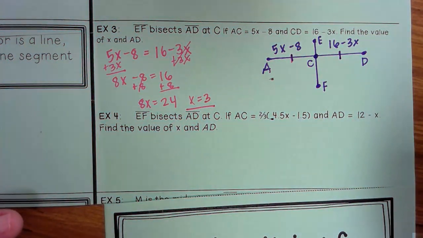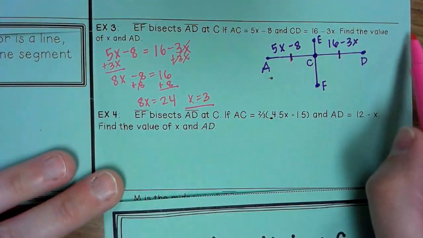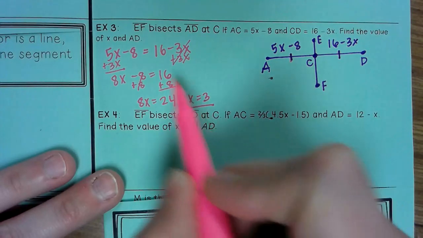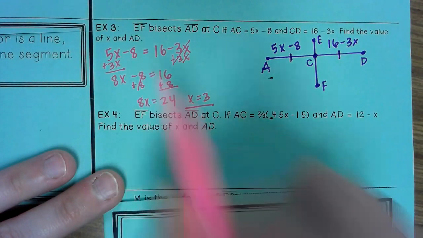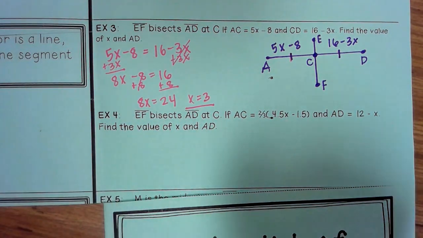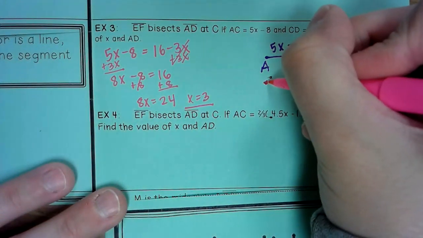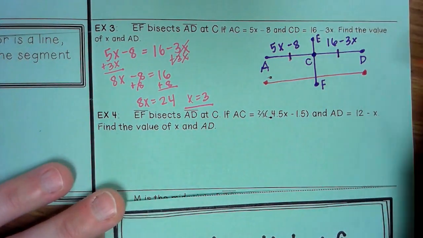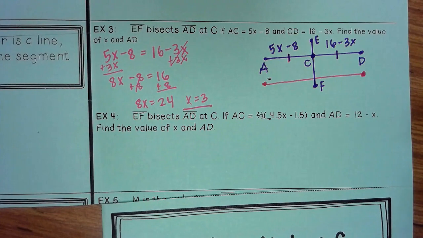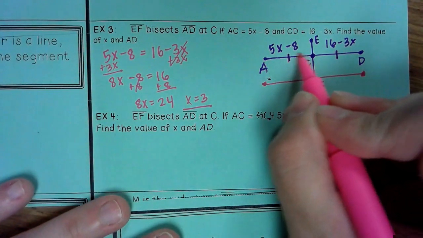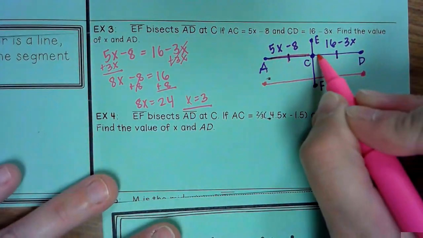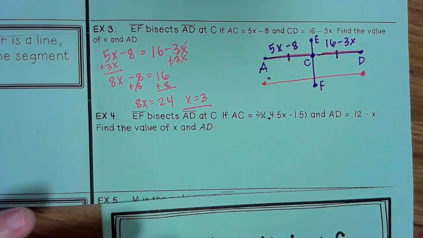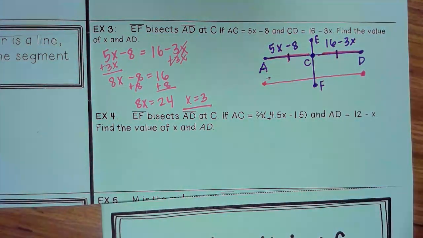Let's go back and check out our problem. It says find the value of x, so we've done that, and find AD. Okay, well that's a little different because I don't know how far it is from A to D. I don't know that whole thing. But here's what I do know. I know this distance is 5x minus 8. This distance, excuse me, is 16 minus 3x.